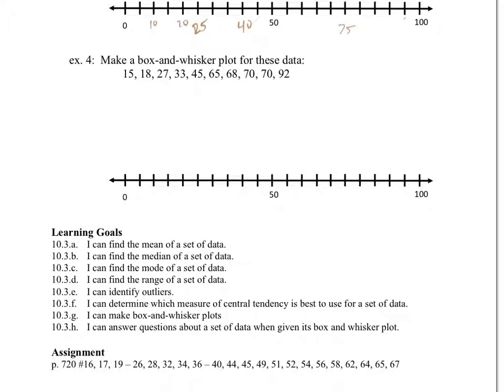So let me start at the bottom. So I have 15, 18. Oh, I put them all in order. Sweet. Okay. So they're already in order. I tried to save time a little bit. The middle part is going to be, so I have 1, 2, 3, 1, 2, 3, 1, 1. Okay. So our median is going to be right there between 45 and 65. So we know our median is going to be 55. So that's going to be the center of my box, yes?